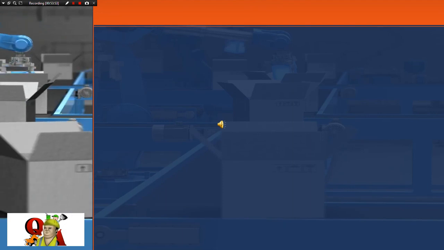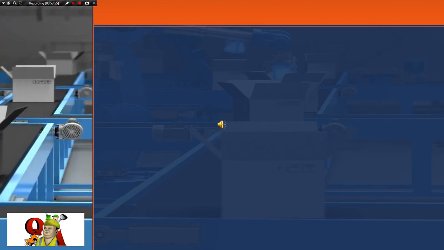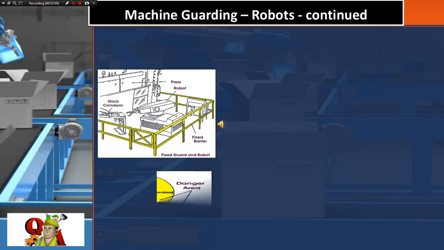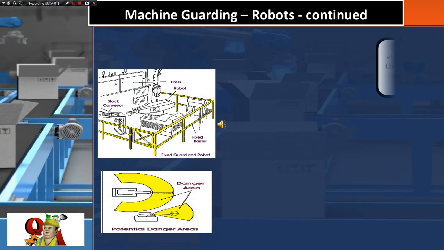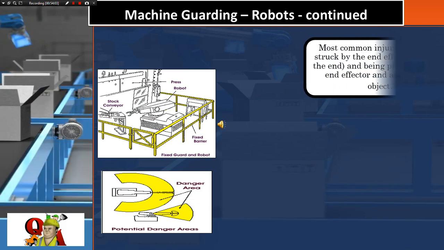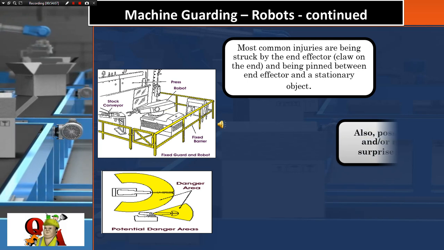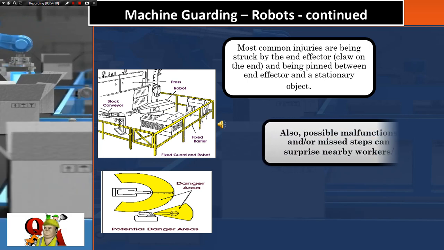Most common injuries are being struck by the end effector, the claw on the end, and being pinned between the end effector and a stationary object. Also, possible malfunctions and/or missed steps can surprise nearby workers. Recommended safety standard, ANSI/RIA 15.06-1999.